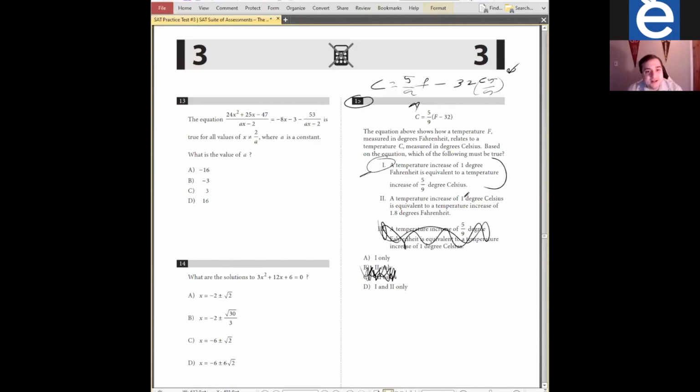Now it says a temperature increase of 1 degree Celsius is equivalent to a temperature increase of 1.8 degrees Fahrenheit, right? Okay, well, let's evaluate this. In order to go up 1 degree Celsius, this would have to produce 1, right? If we multiply 5/9 times 9/5, that is what would get us 1. So if F goes up by 9/5, then yeah, that does produce a 1 degree increase. And another way of saying 9/5 is 1.8. So our answer is D.